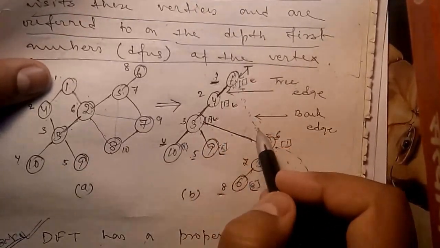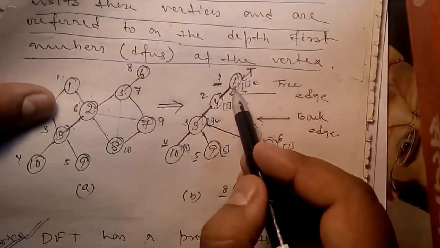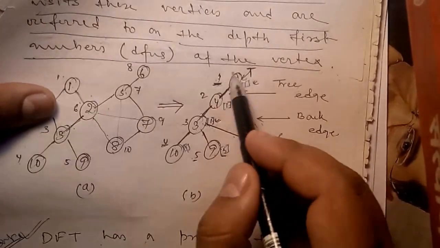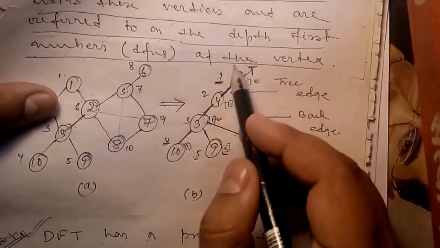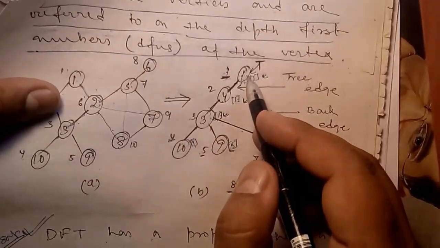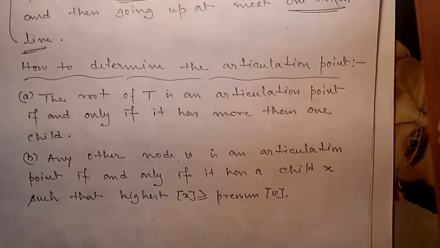But here the dotted line means what? It is not part of the tree, but maybe part of the graph. So there is one child, so it is not an articulation point. 1 is the root, but only one child is there, so that's why it is not an articulation point. Any other node V.